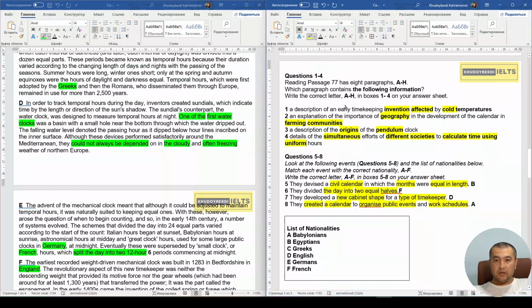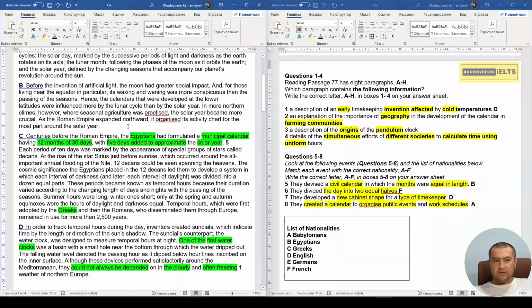That was also a keyword, right? Early means one of the first, and cold temperature means often freezing or in the cloudy weather of northern Europe. And affected could not always be dependent. And as you see, it's about matching information, and matching information means we must find the exact sentence with the words like this. So, explanation of the importance of geography, development of the calendar in farming community. So, farming community, that's the keyword here.